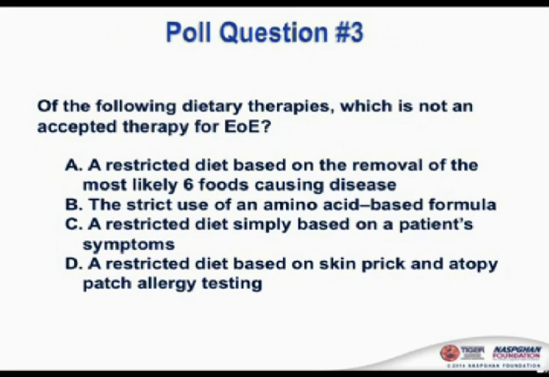Poll question 3 is in this slide, and the question is, of the following dietary therapies, which is not an accepted therapy for EoE? A, a restricted diet based on the removal of the most likely 6 foods causing the disease. B, the strict use of an amino acid-based formula. C, a restricted diet simply based on a patient's symptoms. Or D, a restricted diet based on skin prick and Atopy patch test allergy testing.